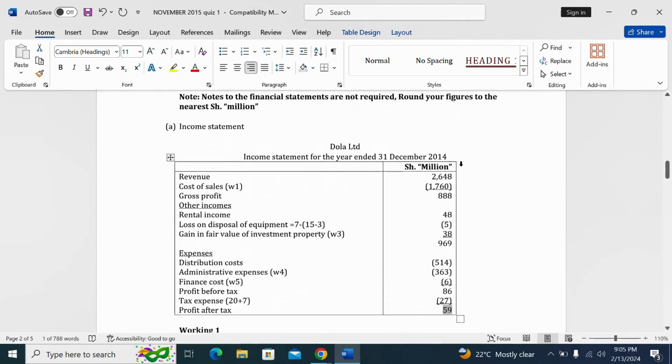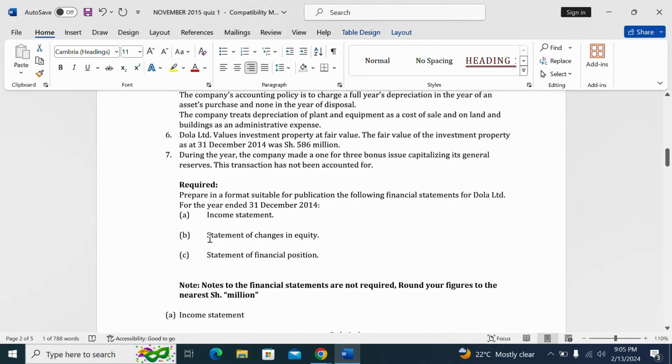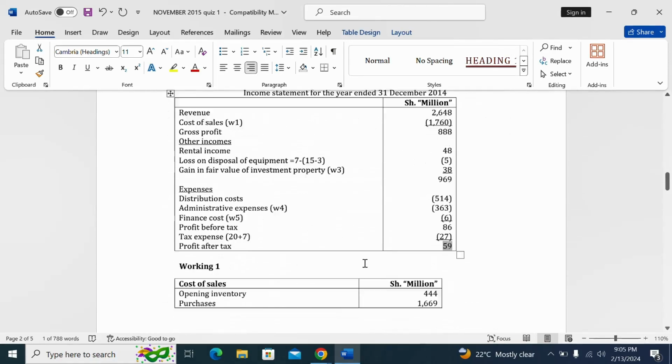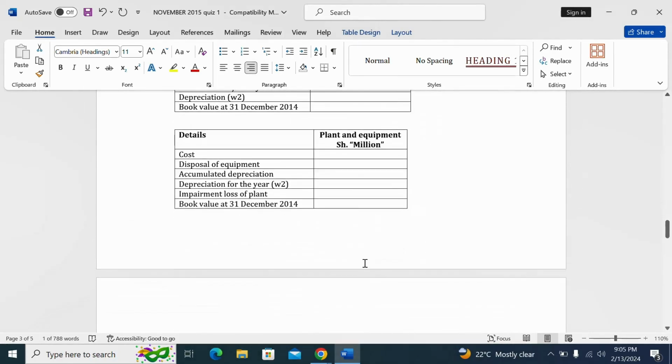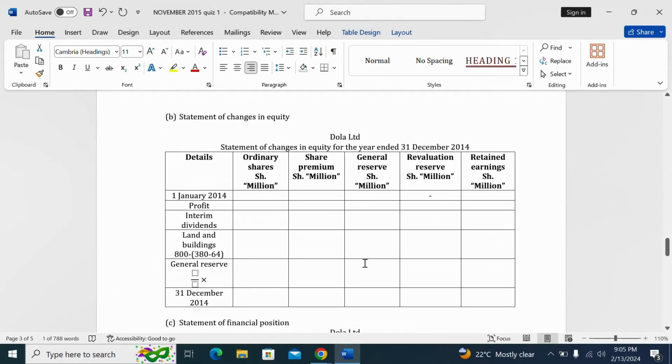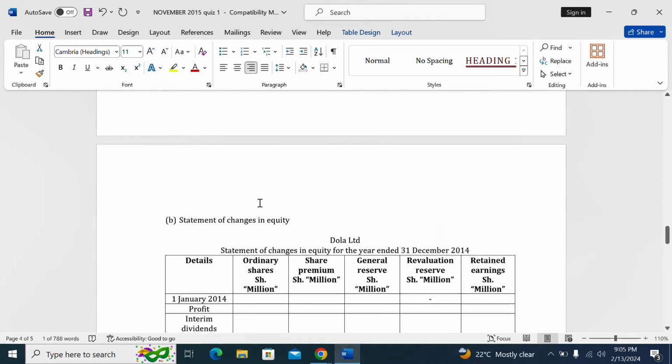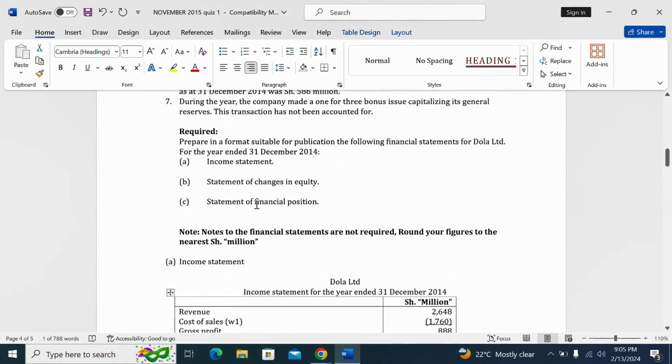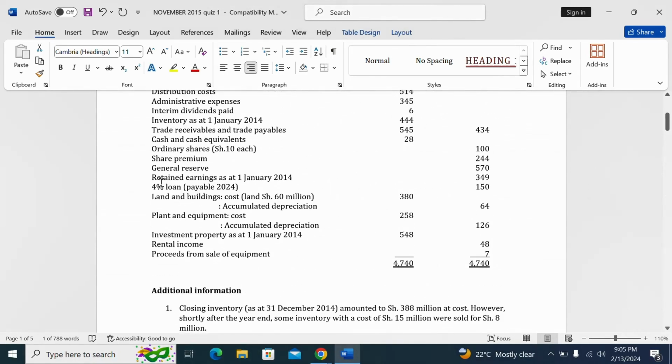We go to the second requirement where we were required to do the statement of changes in equity. Here we have it. The statement of changes in equity, we have ordinary shares. How much was the ordinary shares at 1st January 2014? Then we have the share premium, general reserve, revaluation reserve, and the retained earnings. We check how much was the ordinary shares at 1st January 2014 from the trial balance. The ordinary shares were 100 million.